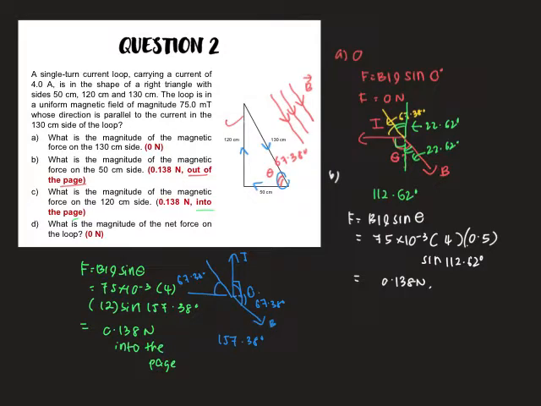Okay, so for D, what is the magnitude of the net force on the loop? You need to add up everything. The first one, A, is 0. D is 0. The second one is out of the page. You can actually decide by yourself whether out of the page is negative or into the page is negative. I'm going to put out of the page as positive and into the page as negative. Therefore my net force is going to be 0 Newton. So that's how you do it.